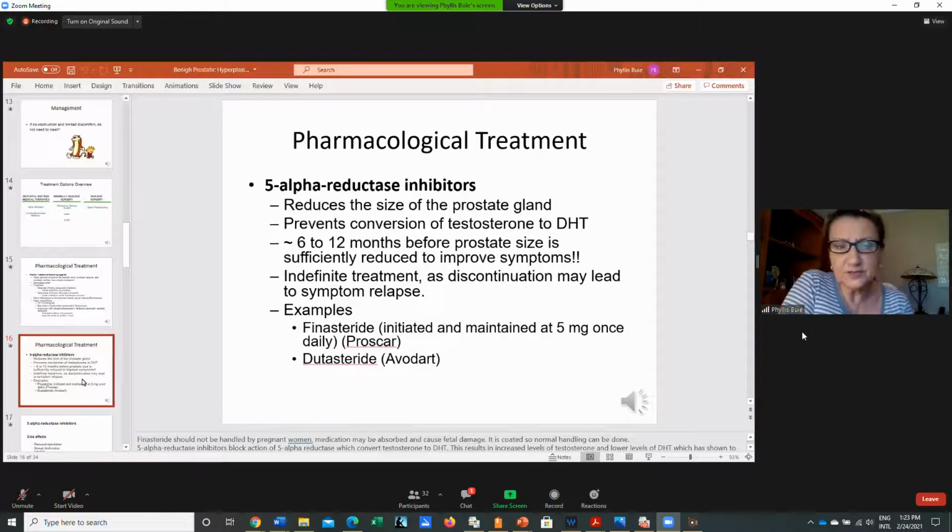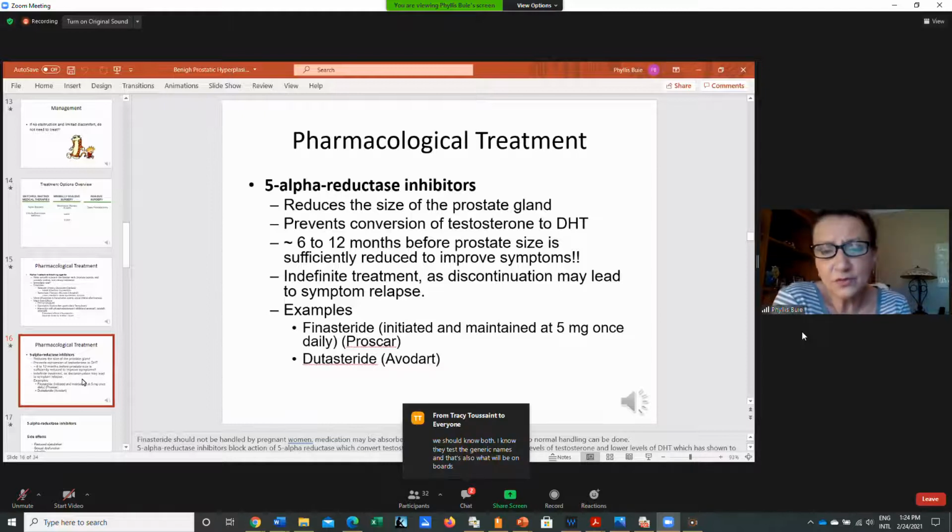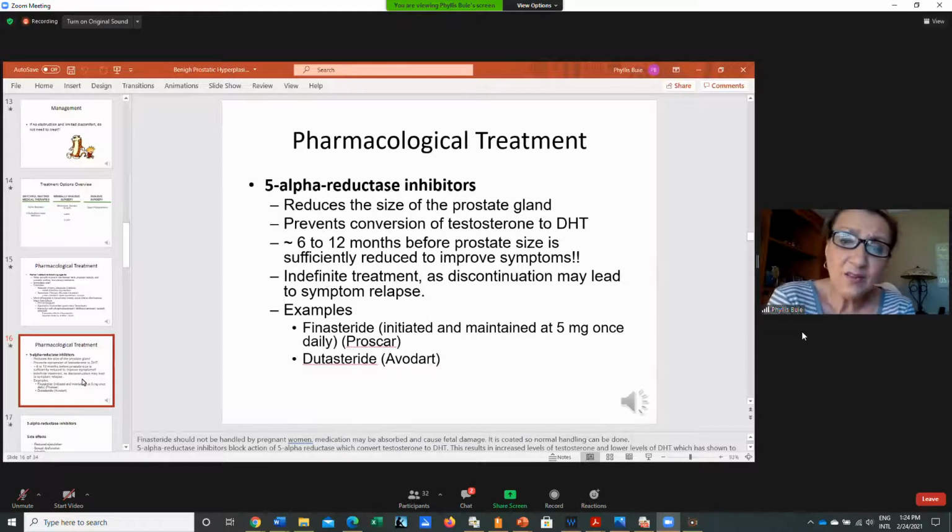Another group of medications is the 5-alpha reductase inhibitors. Basically what this type of medication does is it decreases the size of the prostate gland, and it helps to prevent the conversion of the testosterone to the DHT. The problem with this is that it takes so long to work. It can take 6 to 12 months before the patient can see any signs or symptoms of improvement. And a lot of times they are going to stop taking it before then because they're not seeing any improvements. So those are some of the problems with that particular medication.